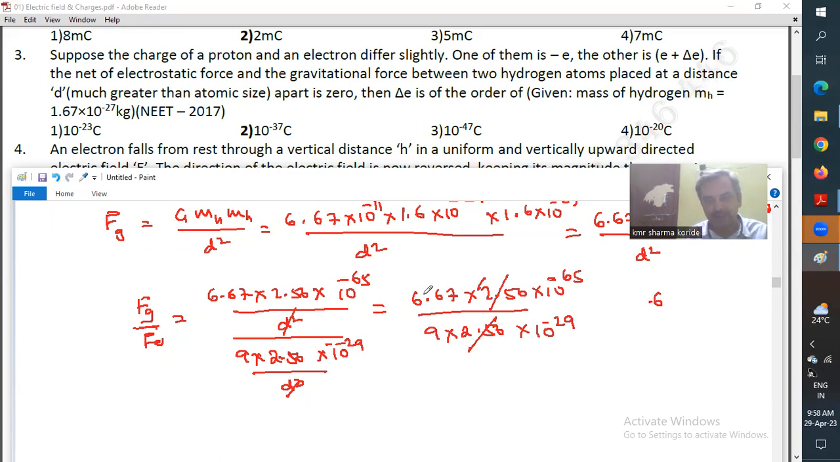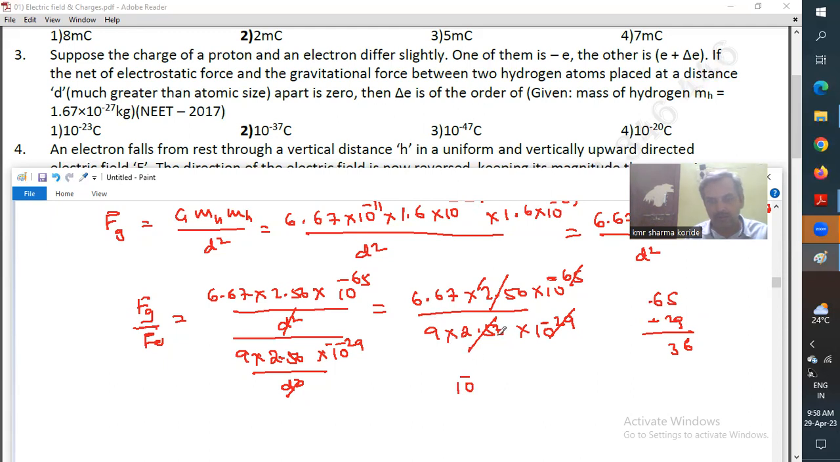So definitely the fraction 6/9 is less than 1. And here there is 65 minus 29, because both are negative powers. This is going to be 10 to the power of -36, but since 6 by 9 is less than 1, altogether you'll get less than 1.